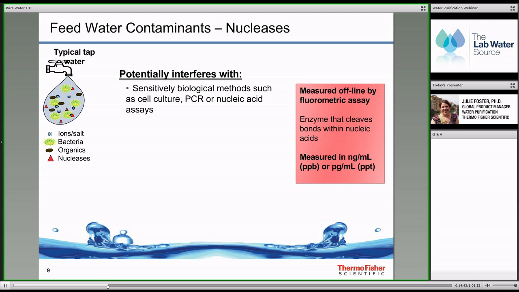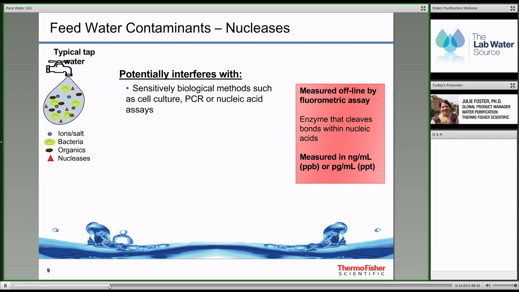And actually, nucleases are notoriously stable, so they can sometimes survive an autoclave. And then, anytime you have a stock of what you're labeling nuclease-free water, anytime you open it and you use it once, it's pretty much done because you've opened it to the atmosphere.